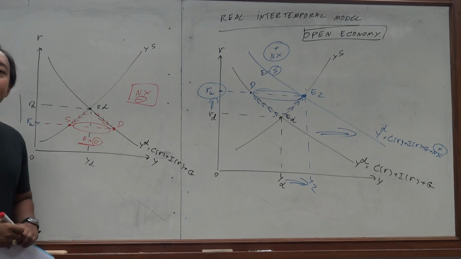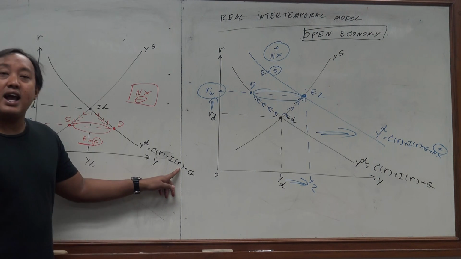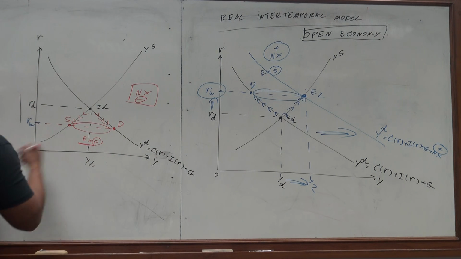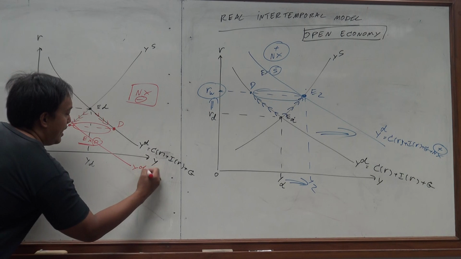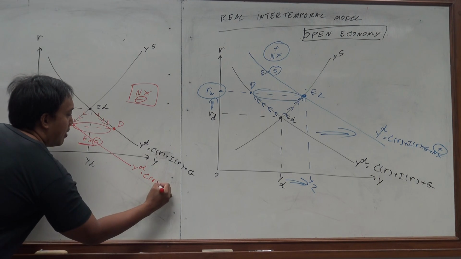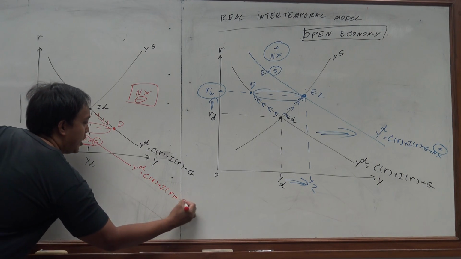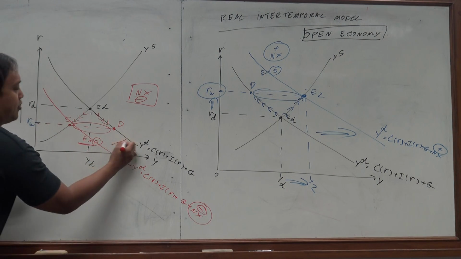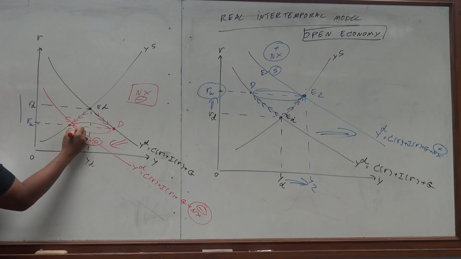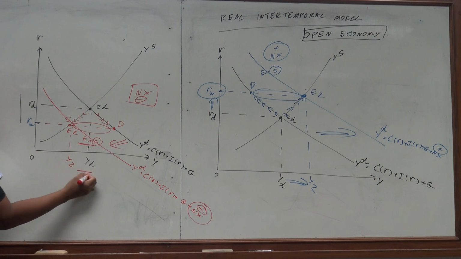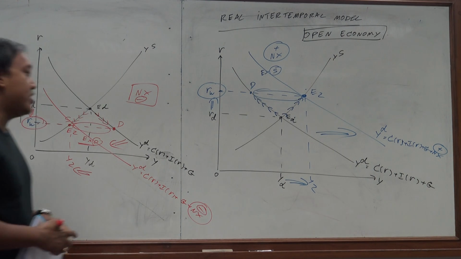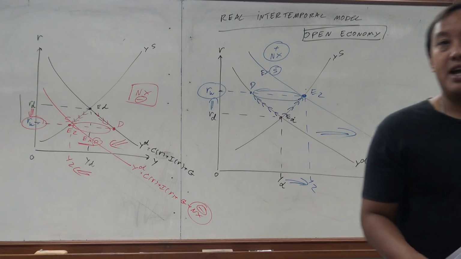When NX is negative and we add NX into the YD equation, the YD curve is going to shift to the left. This is YD, C plus I plus G plus NX, which is negative. Shift to the left. The equilibrium point is here, E2, Y2. The real interest rate goes down to RW. Then you're done.